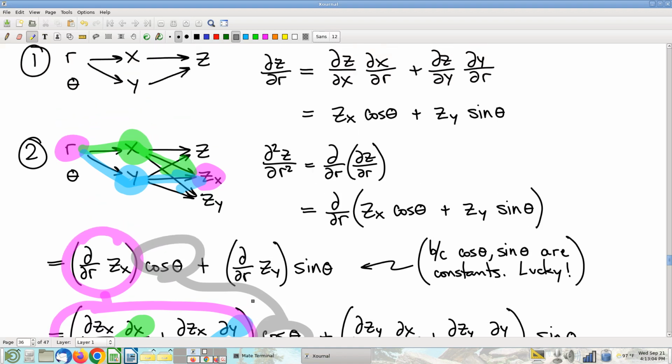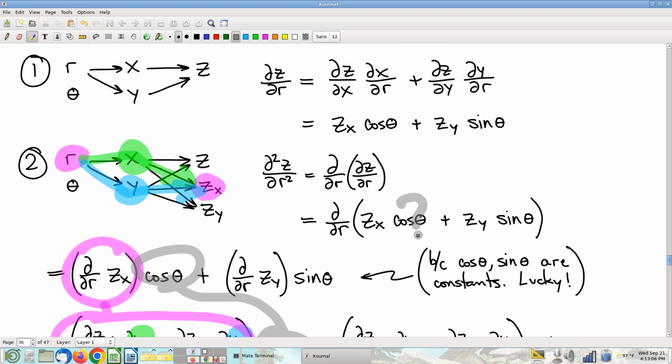Oh, yeah. So like where this came from? Yeah. Okay. So where it came from up here. So this cosine theta, it's literally the R partial of X. If you think back to polar coordinates, this is the standard polar coordinates. X is R cosine theta. You take the R partial, it's cosine theta. Yep. Okay. All right.